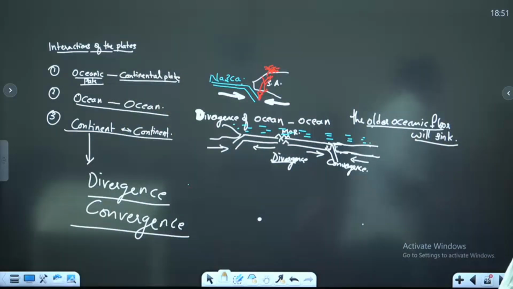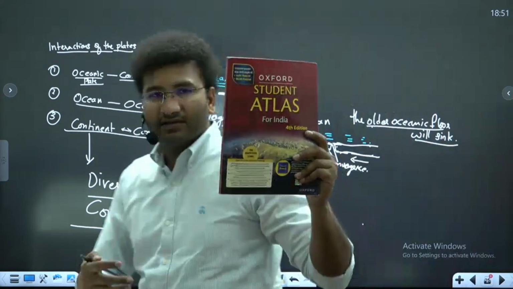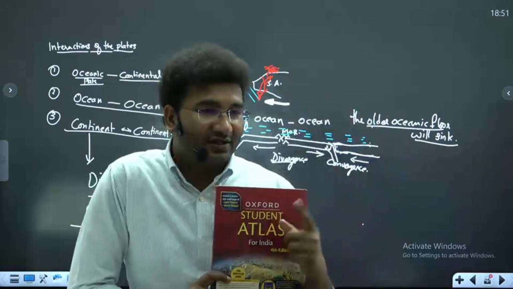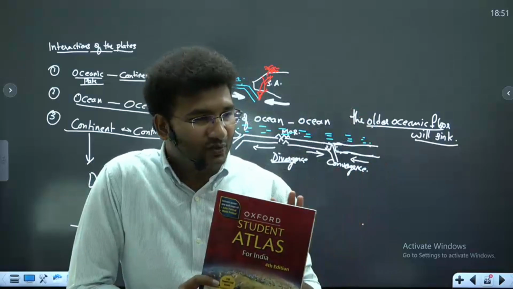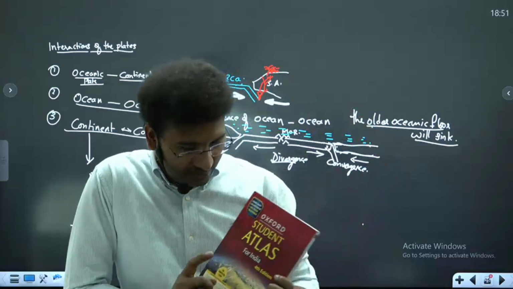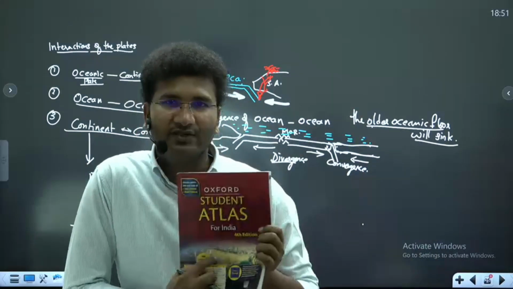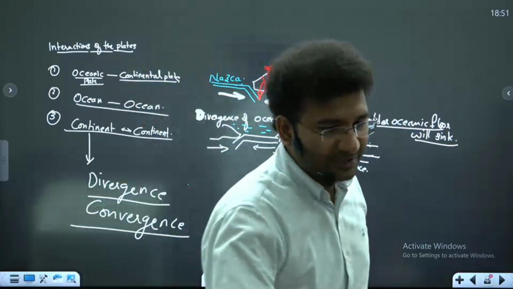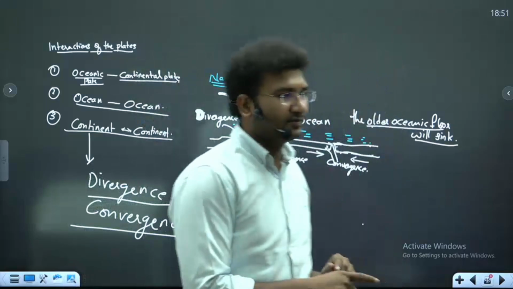If you do not have this atlas, I am also okay with this atlas. This is the Oxford Student Atlas. I want a student atlas, not a school atlas. There's a difference between school atlas and student atlas. Whenever you are buying, if you are not getting that atlas, then go for this atlas. Latest edition, whichever is the latest edition. Always come to class with this atlas.